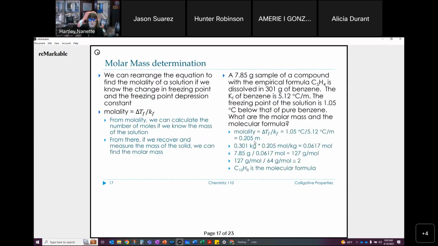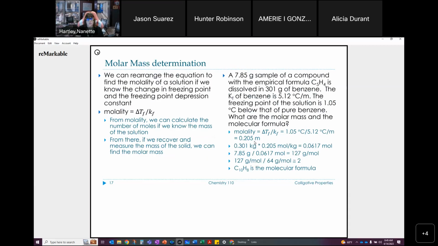Now we can use this to find the molar mass of things, all right? I know that if I rearrange this equation, I have that the molality is equal to the delta TF over the KF, right? So from the molality, I can calculate the number of moles if I know the mass of the solution. From there, if we recover and measure the mass of the solid, I can find the molar mass.